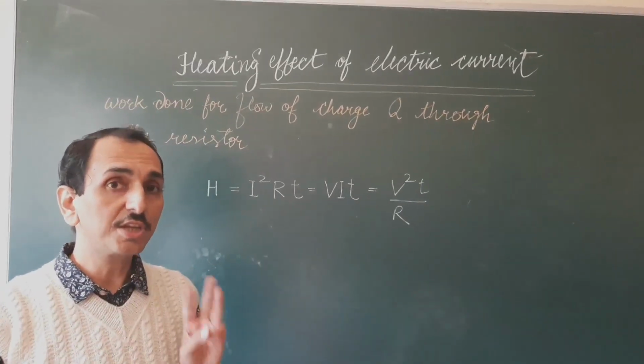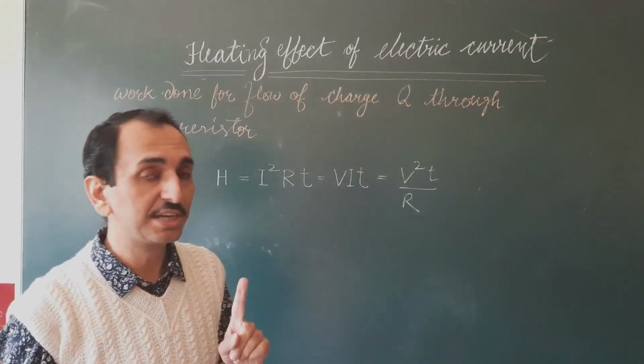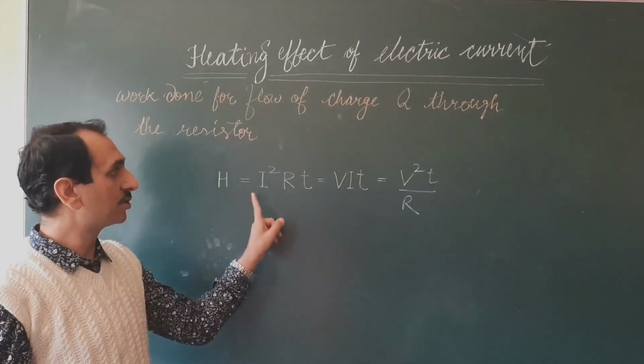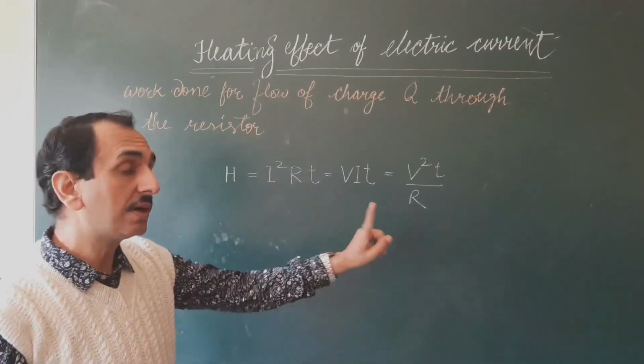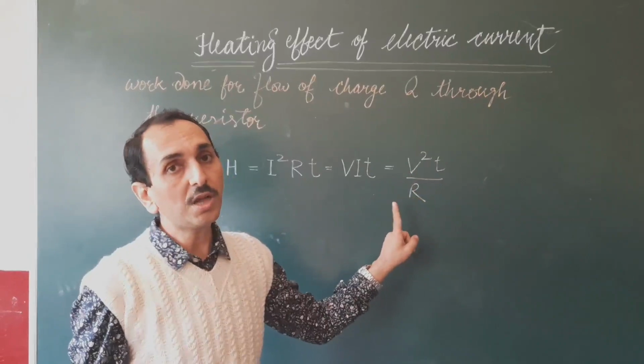We have derived here three formulas for the calculation of application based questions. Those are H equal to I square RT, second is VIT, third one is V square T upon R.